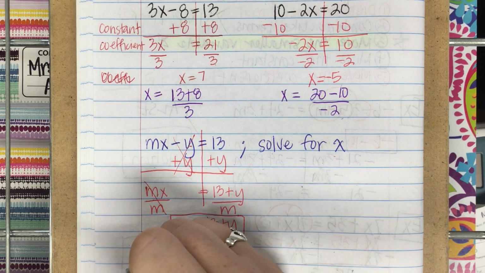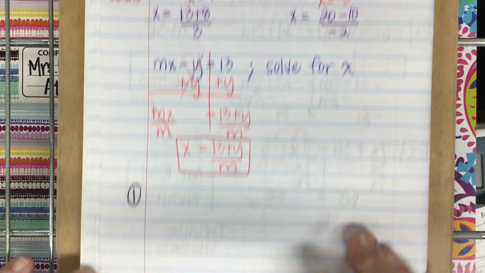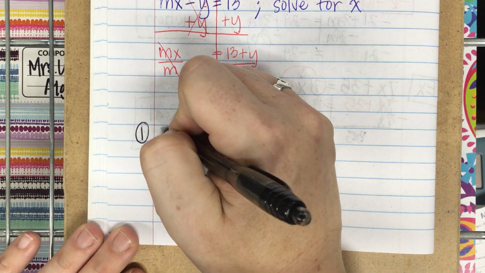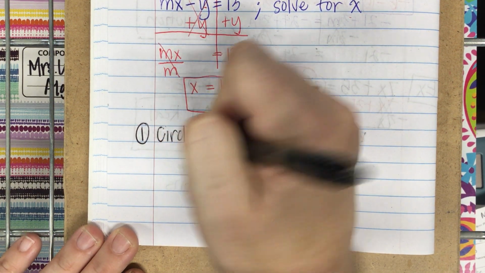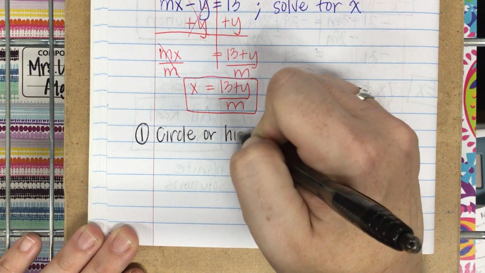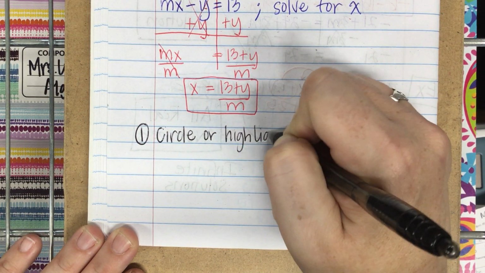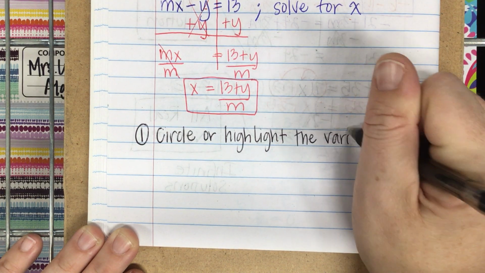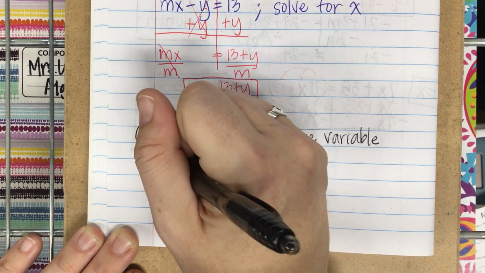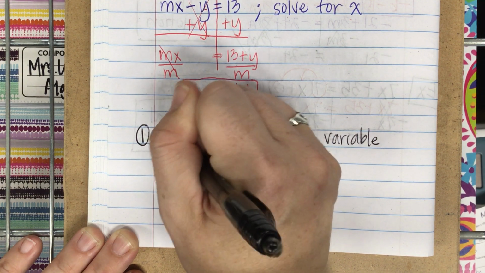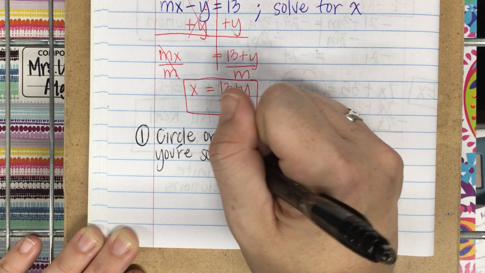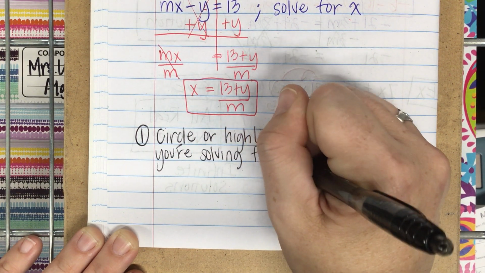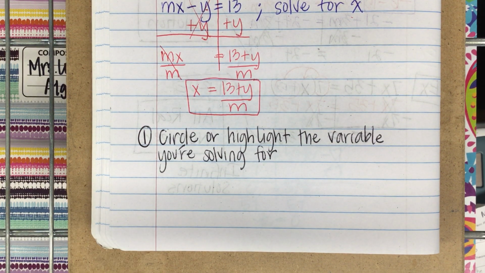So here are my ideas for you. This is what I recommend: circle or highlight the variable you're solving for, because that helps you know that it needs to stay still.